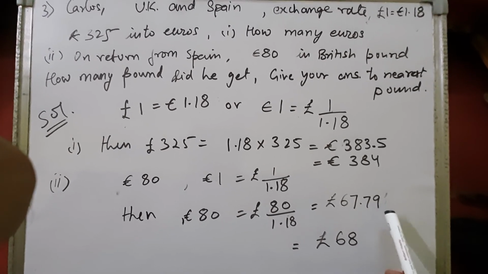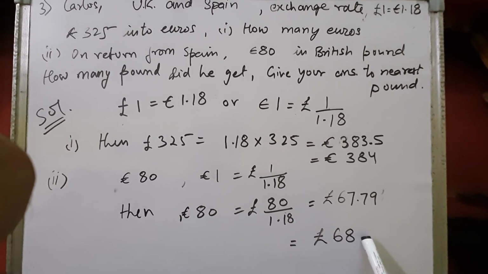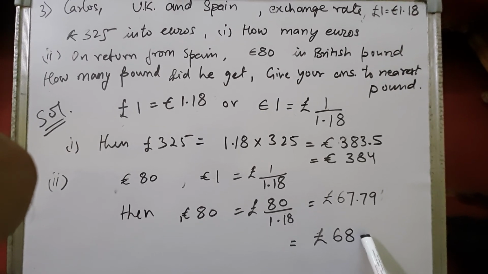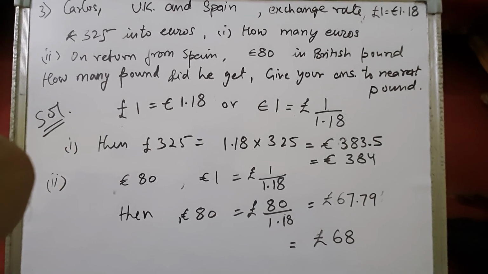Right, children? And when we convert this to the nearest pound, what will we get? 68 British pounds. Right, children? I hope you have understood. Note down the solution.